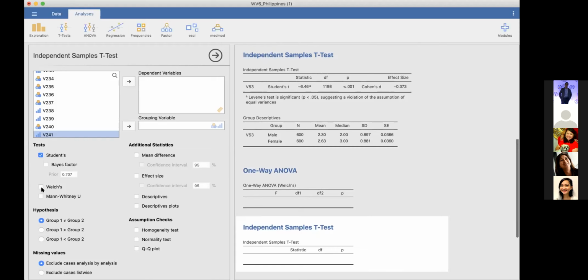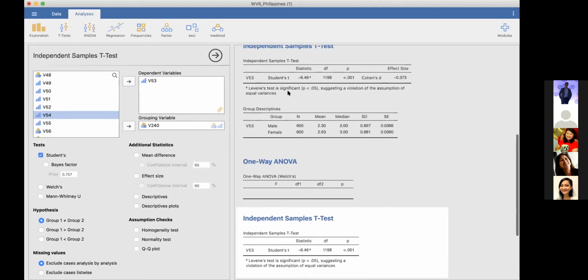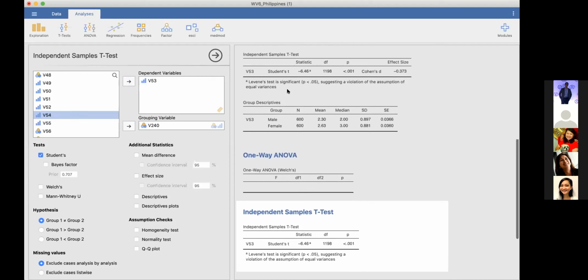Okay. So when it violates the assumption, sorry, let's do this again. So the grouping variable is 240 and it's 53. Okay. So as you can see, Levene's test is significant, right? So, suggesting a violation of assumption.